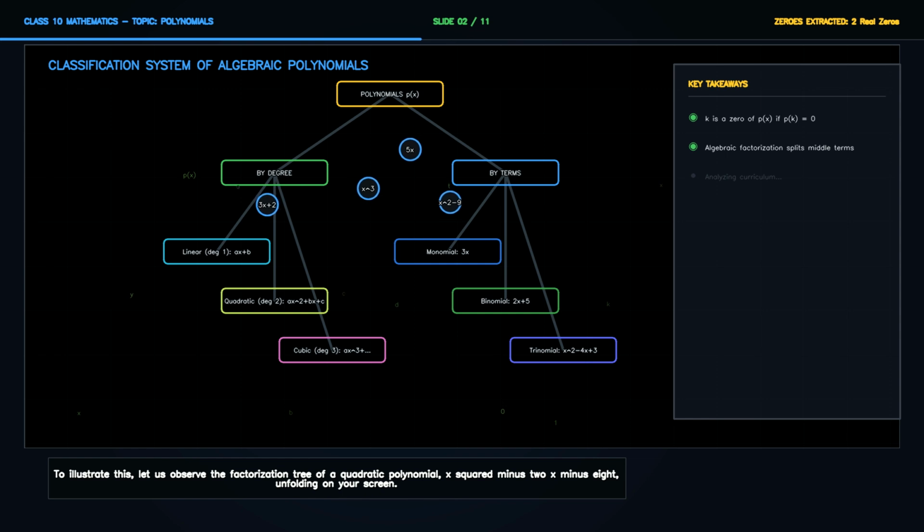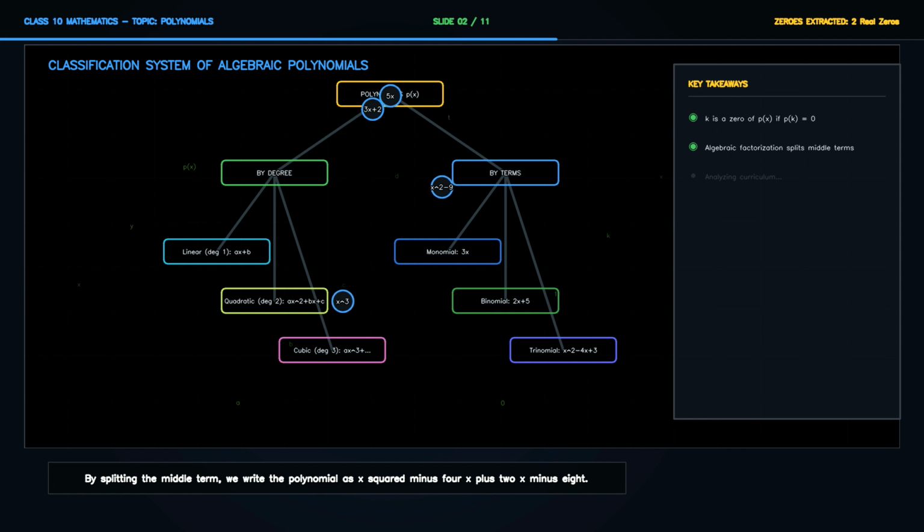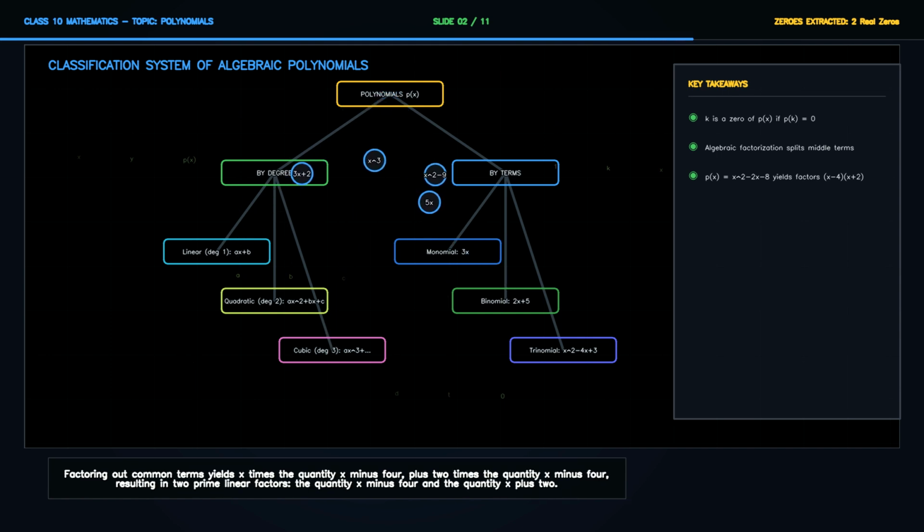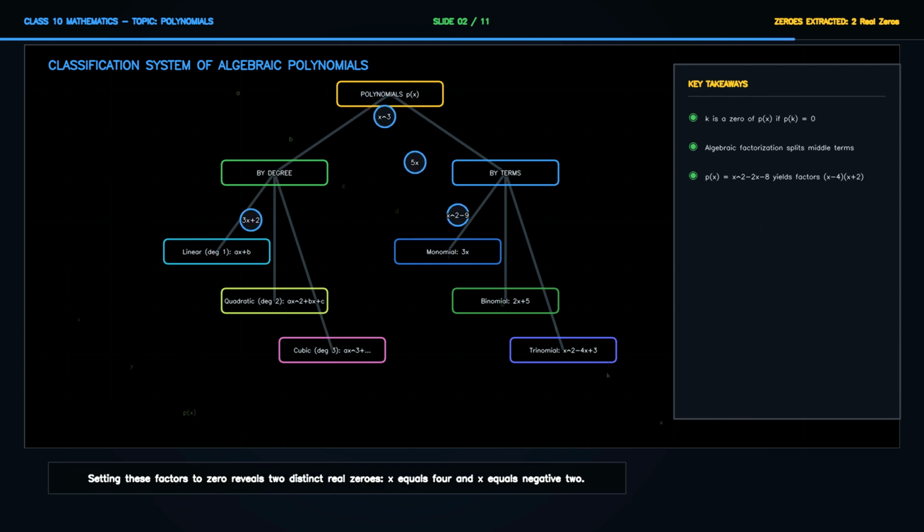To illustrate this, let us observe the factorization tree of a quadratic polynomial, x squared minus 2x minus 8, unfolding on your screen. By splitting the middle term, we write the polynomial as x squared minus 4x plus 2x minus 8. Factoring out common terms yields x times the quantity x minus 4 plus 2 times the quantity x minus 4, resulting in two prime linear factors, the quantity x minus 4 and the quantity x plus 2. Setting these factors to 0 reveals two distinct real zeros, x equals 4 and x equals negative 2.